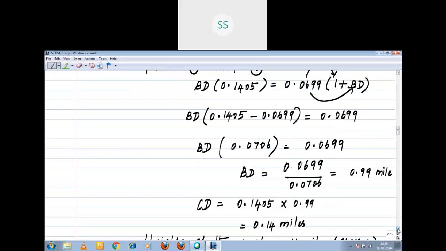Then from one more right triangle, BDC, tan 8 degrees: 0.1405 equals CD divided by BD. Both have CD on the left-hand side, so they become equal. We equate and get the value of BD, but we need the height of the peak, which is nothing but CD. So CD equals 0.1405 into 0.99, which is approximately 0.14, not an exact value.